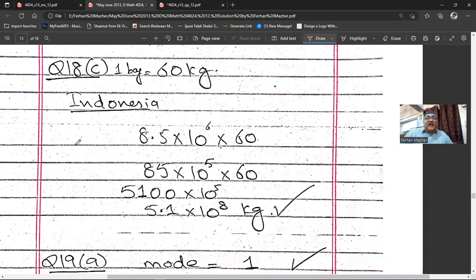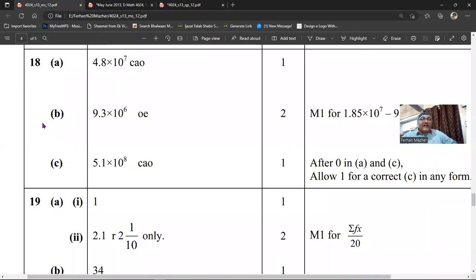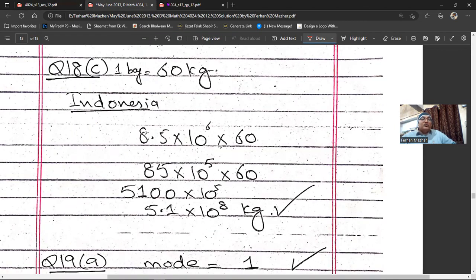You get 85 × 10^5 and multiply 60. I just moved this decimal one step here, so this power has been decreased. Now 85 multiplied by 60 will be 5100, times 10^5. Move this decimal 1, 2, 3 steps to the left, and the power will be added here. So you will have 5.1 × 10^8 kg. 5.1 × 10^8 kg is the right answer, and this is the solution.